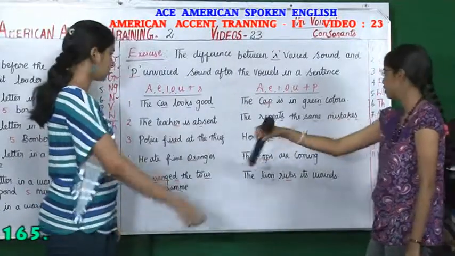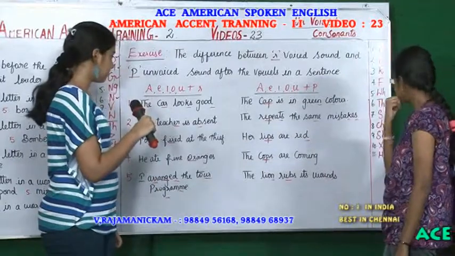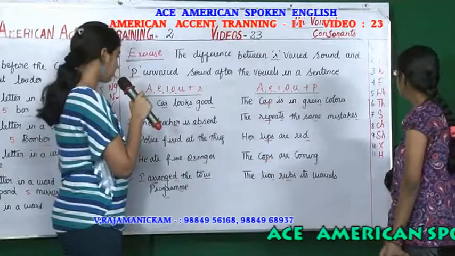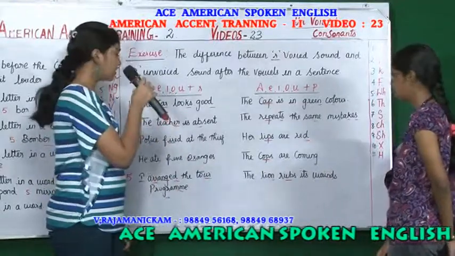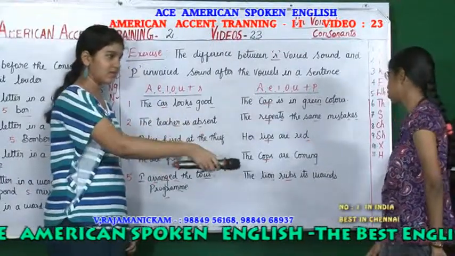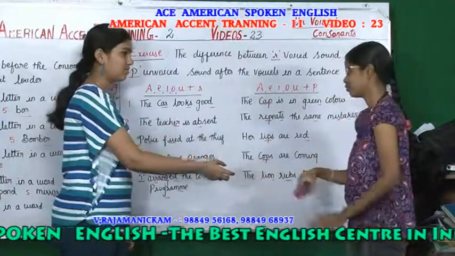Okay, now, teacher. See, B is voiced and T is unvoiced. So, B should be stressed. Yes, start. N should be stressed also, because after N, T comes. You are not using T. Okay. The teacher is absent. Absent. The teacher is absent.